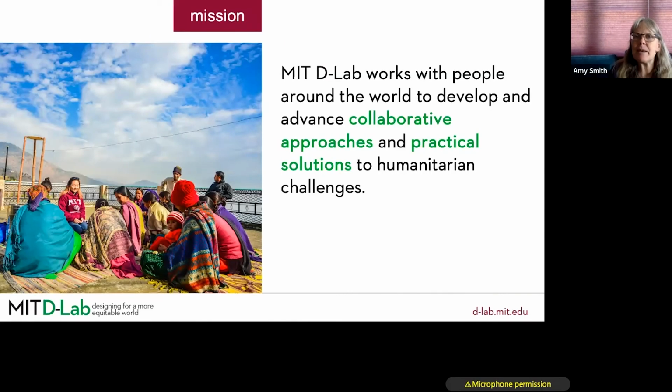So D-Lab is a laboratory at MIT. We work with people around the world to develop collaborative approaches and practical solutions to humanitarian challenges and challenges of global poverty. We stress those two things because we feel that working with people is critically important. And so the collaborative approaches and methodologies is a really big part of what we do. But we also create hands-on, tangible, often technology-related or hardware-related solutions. We're not a policy center, but we're really working at the practical level of solutions. We do this through academics, through research, and through our fieldwork.